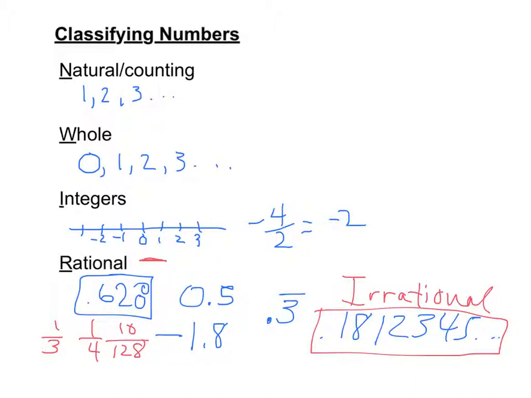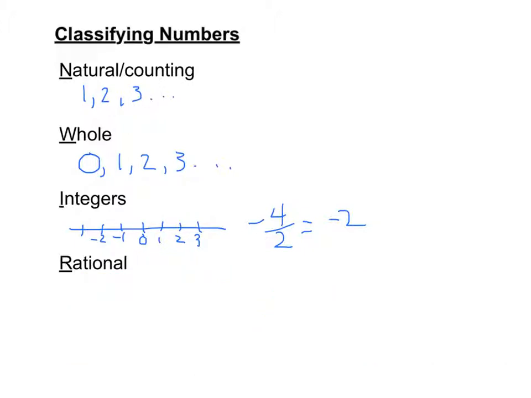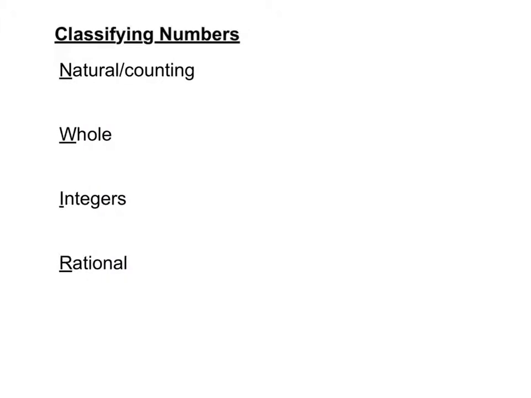Okay, so let's go through some of these examples. Number 1, let's do negative 4. When I'm looking at it, do I naturally count to negative 4? No, I don't naturally count to negative 4. So it's not going to be natural.